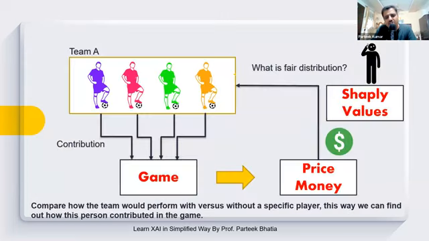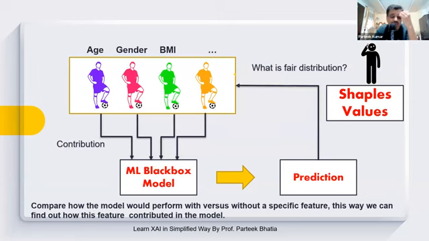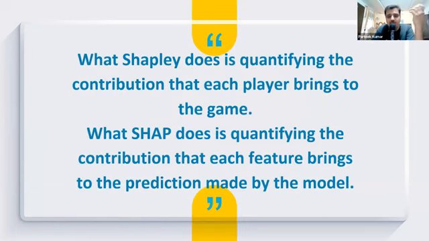And once we have the marginal contribution of each player, we can apply Shapley in the same way, and we can find out the contribution of each attribute in that particular prediction. That concept is called SHAP, where we use Shapley value to find out the contribution of each player in the prediction of our model.